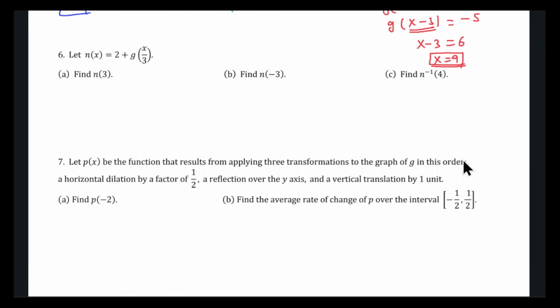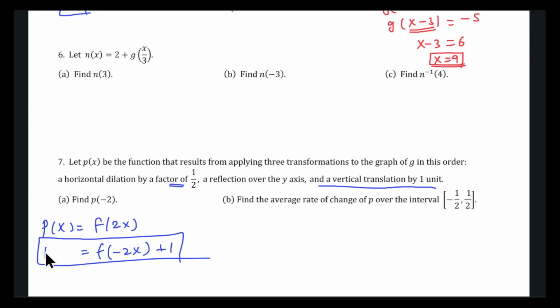Question number 7 is, once again, we want to build the function p first, and then I do the transformation. So there is a horizontal dilation. Jesus, they just like horizontal dilation so much. Everywhere there is a horizontal, they are not even changing the factor. So it should be f of 2x, and there's a reflection about the y-axis, which would mean that the x would be replaced with minus, so f of minus 2x, and then vertical translation by 1, that will make this our final function. They need p of negative 2, so p of negative 2 will be f of negative 2 times 2 is 4, f of 4 plus 1.